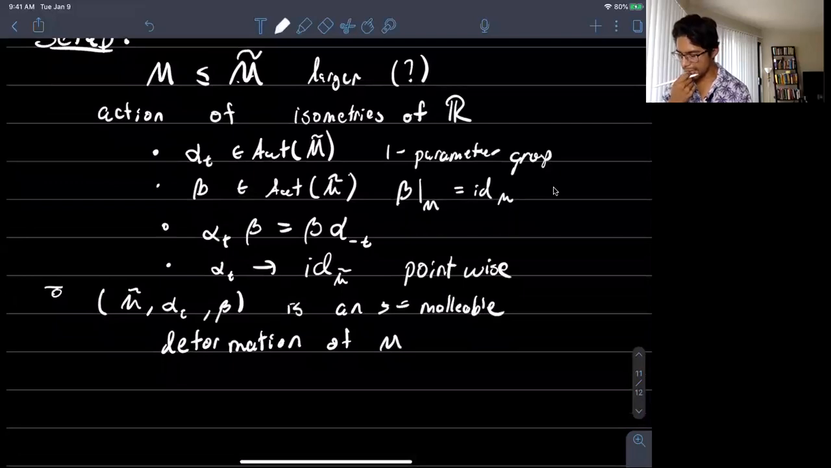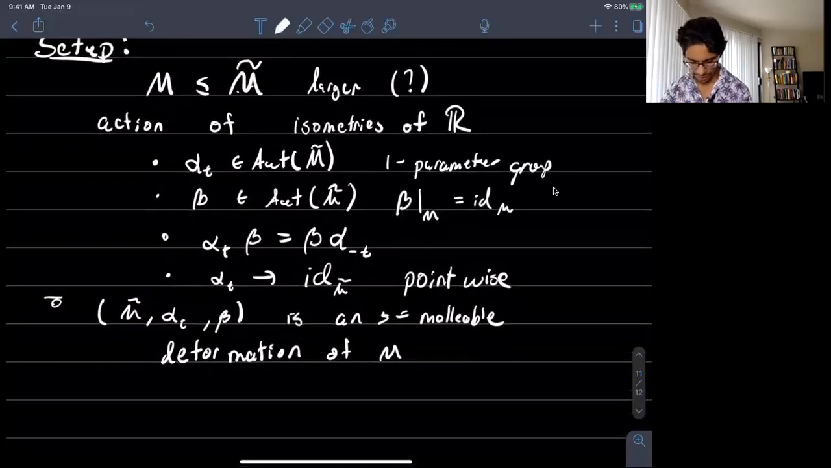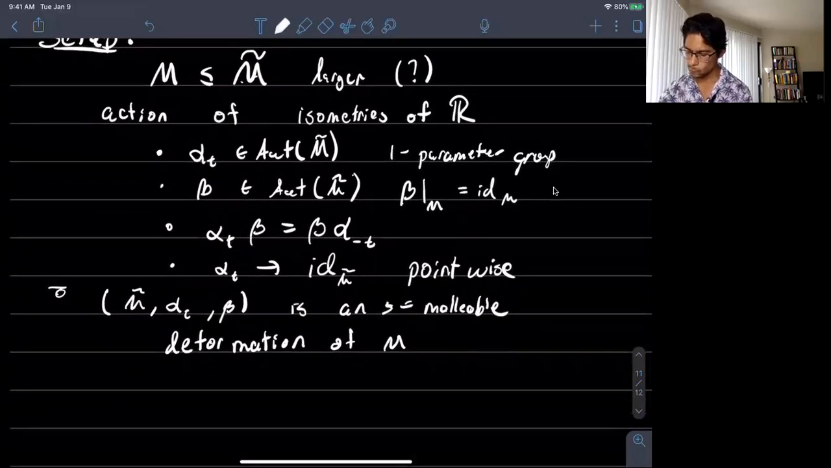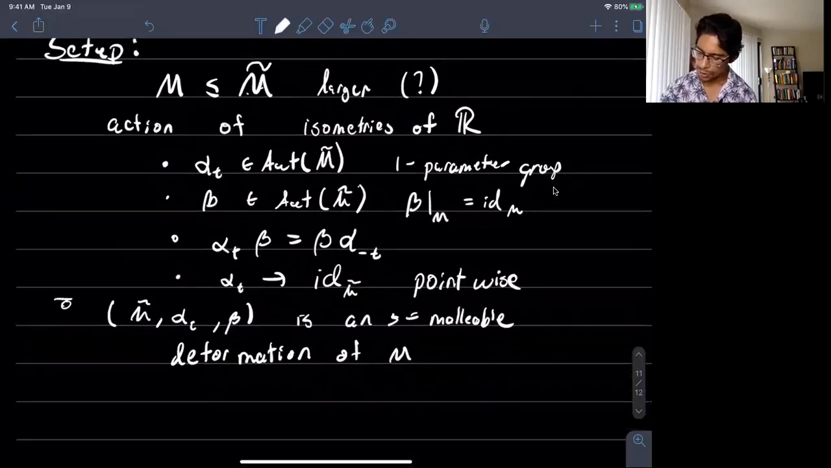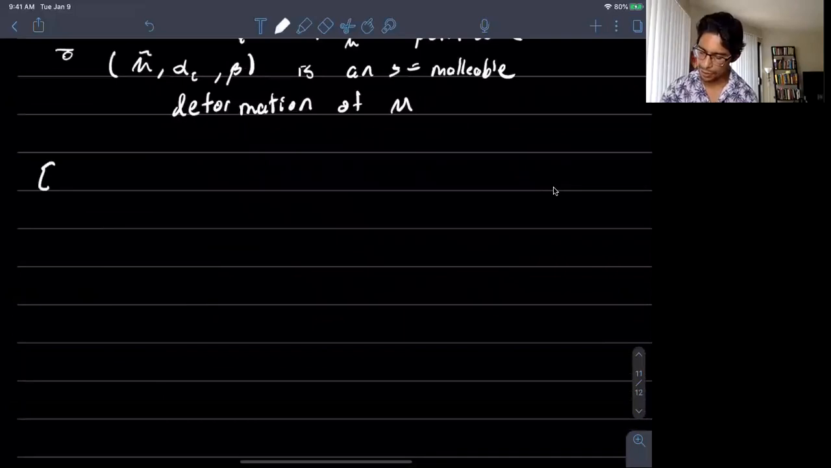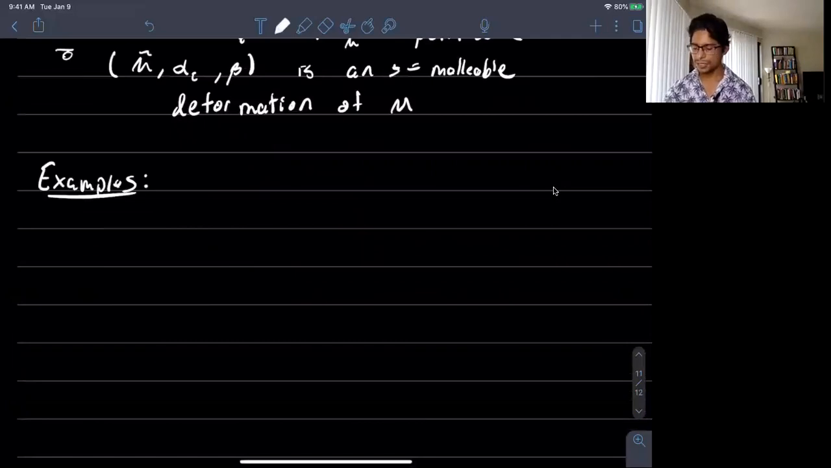And then finally, let's see, that's all I have here. So what are some examples? I can't be too explicit given the amount of time that I have left. So I'm just going to give you an example created by Adrian Ioana.